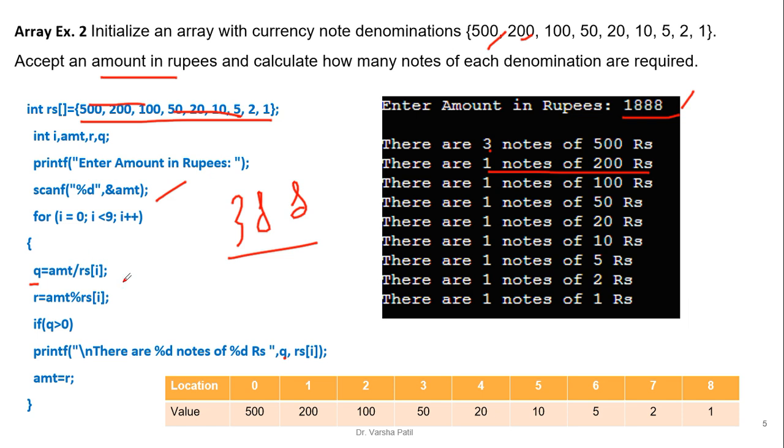In this way the amount gets reduced, and with every amount the next consecutive element comes for the division, that is we will take the quotient as well as the remainder, and in this way we print the answer. So in this way array initialization can be useful.